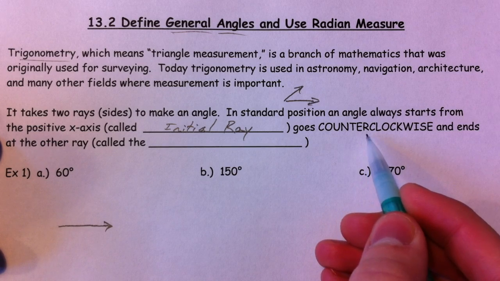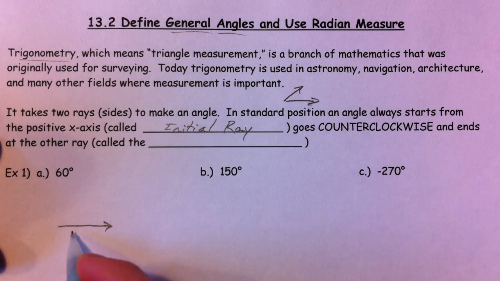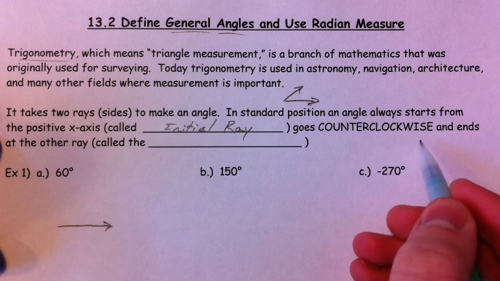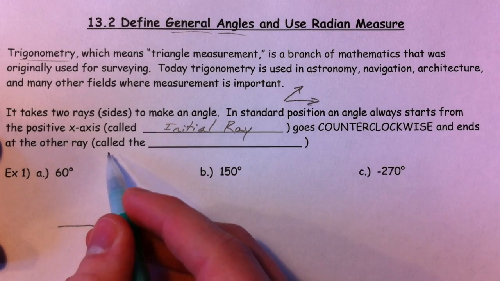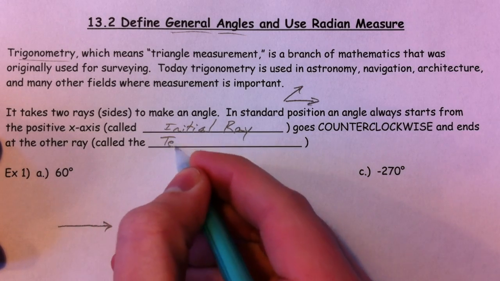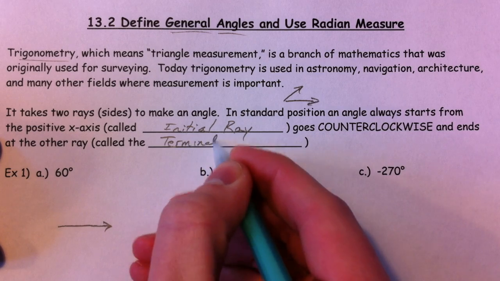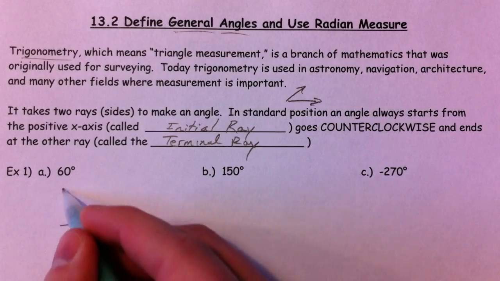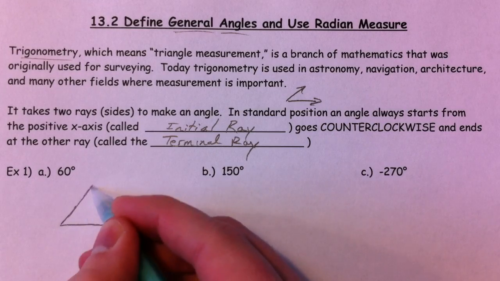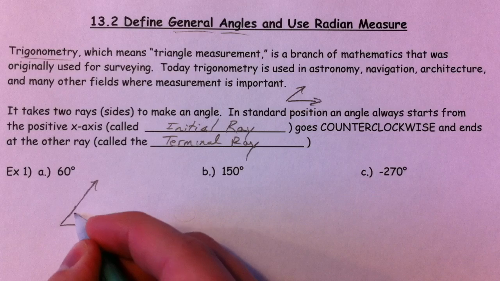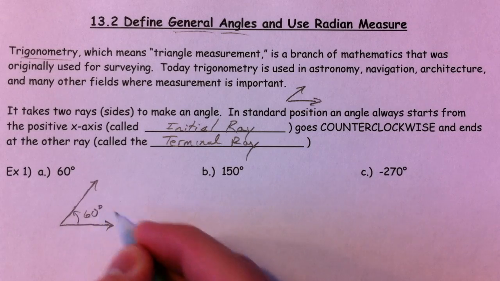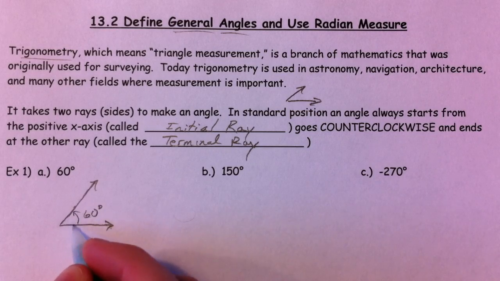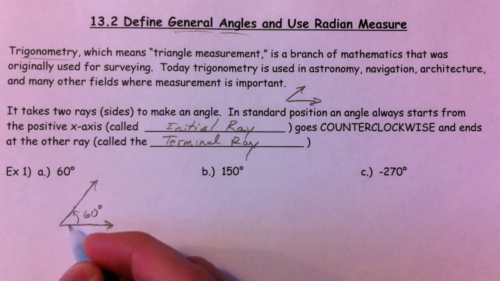And then we go counterclockwise. All angles, when we're talking about standard position, go counterclockwise, and end at the other ray called the terminal ray. Where stuff ends, the terminal ray. And so 60 degrees, less than 90, so I'm going to draw it like this. And that would be a 60-degree angle. Started at the positive x-axis and went this direction counterclockwise.